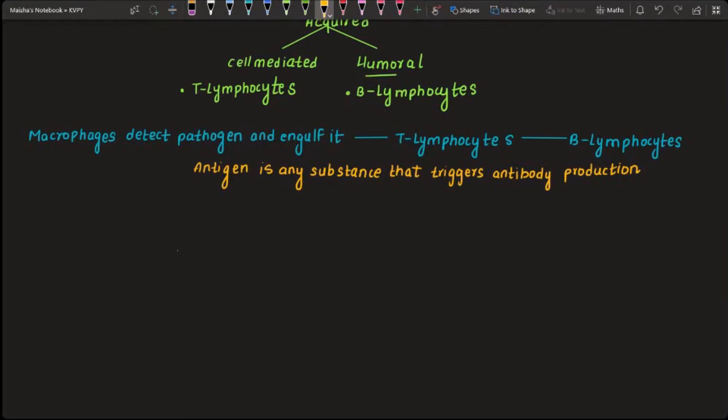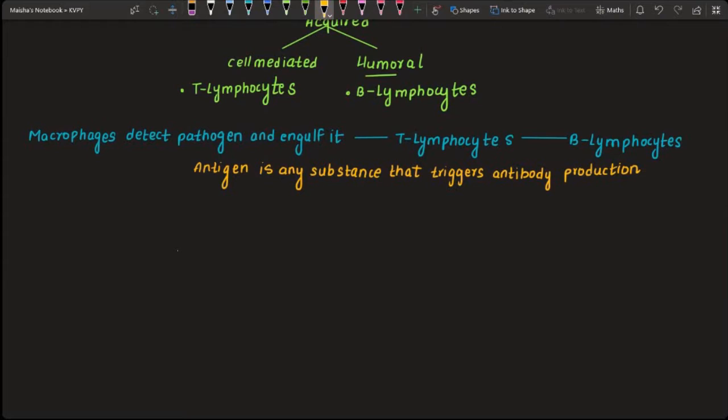When the pathogen has been killed and completely removed from the body, the body has to be prepared in case the same pathogen comes a second time. The second time the pathogen is encountered, the body is prepared because of the antibody. T lymphocytes have a specific kind of cells called T memory cells, and these memory cells will remember the kind of response for each kind of pathogen.